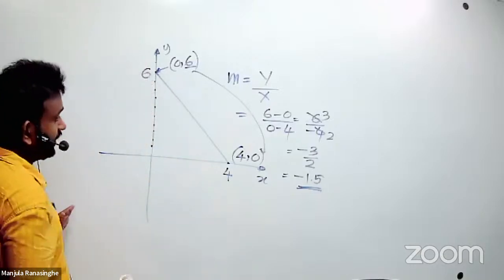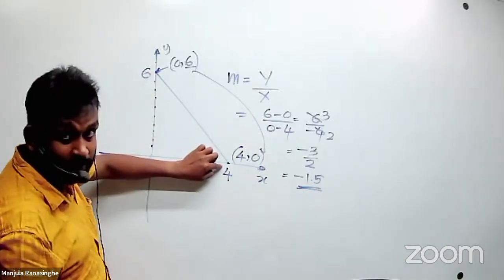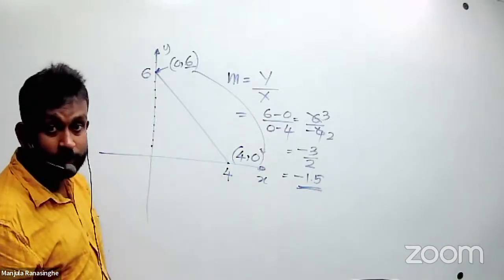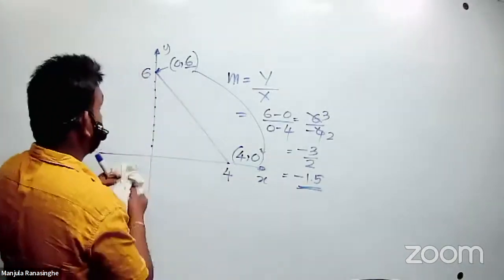Okay, now you are okay when the intercepts are, when the points are given in this manner, to find the gradient. Right. Okay, let's go to the next part now.